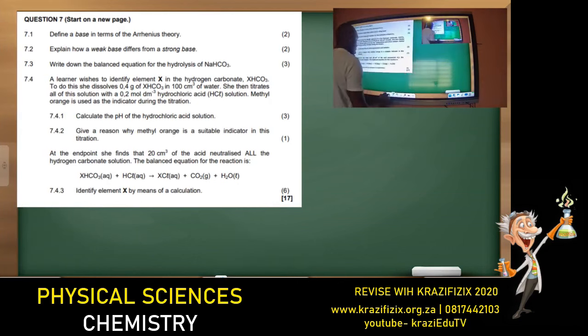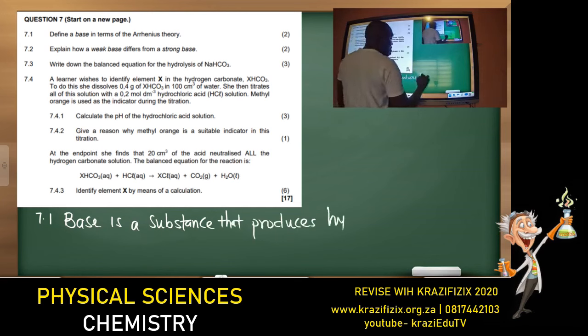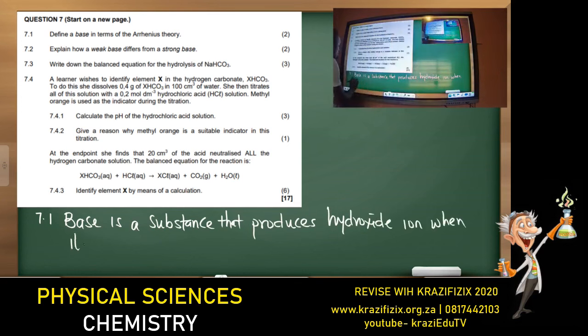Now, define a base. Look at the first question. Define a base in terms of Arrhenius. We said that. 7.1. A base is a substance that produces hydroxide ion when it ionizes in water. This is why I didn't want to just waste time there. So it changes into ions in water.